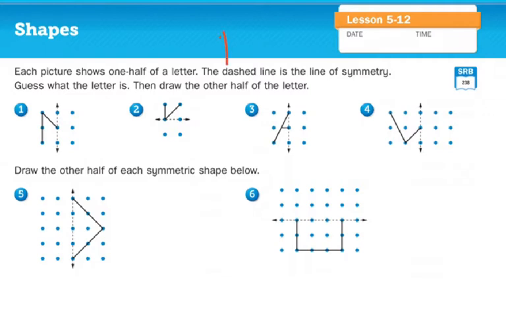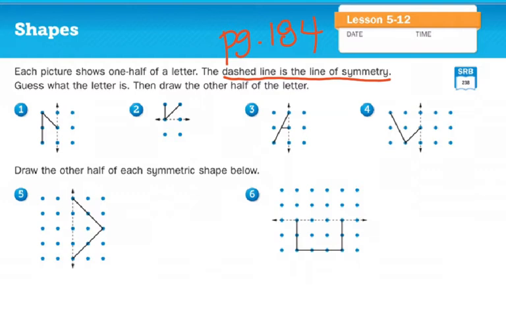Go ahead and open up your math journal to page 184. At the top it says shapes. Each picture shows 1/2 of a letter. The dashed line is the line of symmetry. Guess what the letter is. Then draw the other half of the letter.